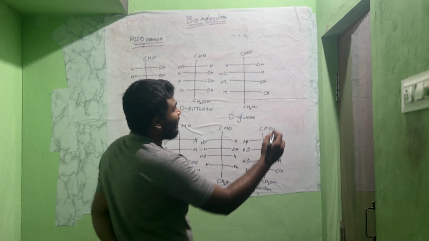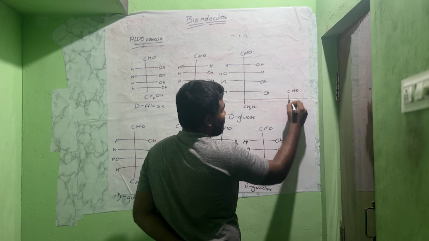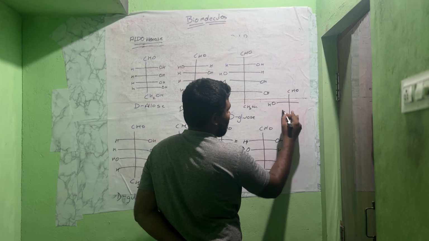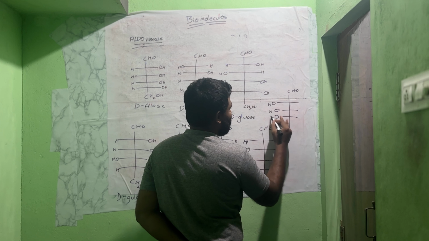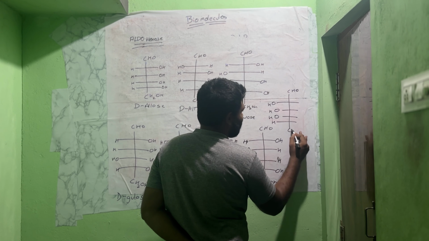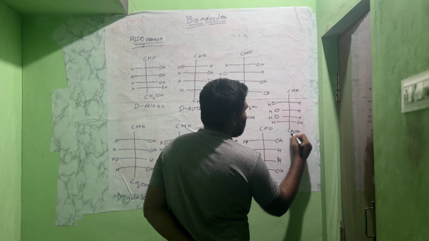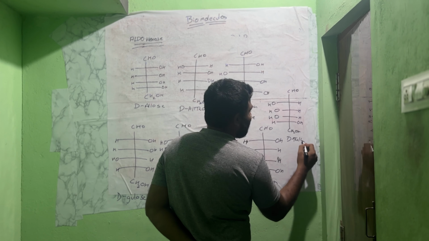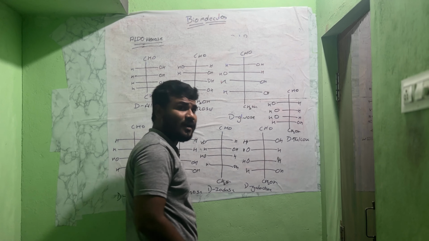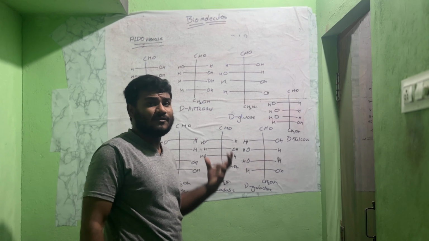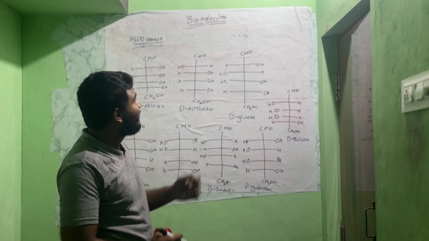Where will I write here? Okay, no problem, right? This is D-talose. If the second, third, fourth epimers are changed from right to left, it is known as D-talose.